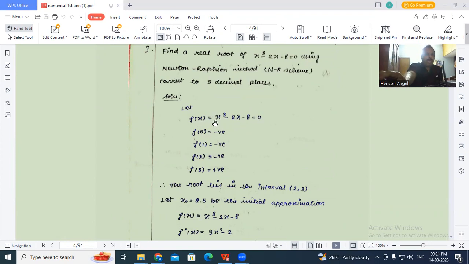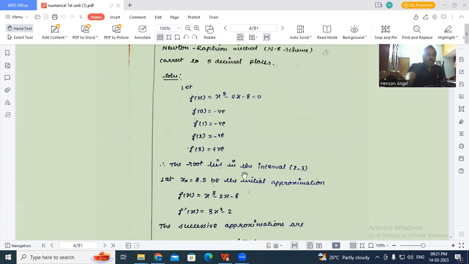Now we are going to find the location of the root. That means in which interval the root lies. That is to be identified. So for this, we go for the change of sign for different values. f of 0 is negative. f of 1 is negative. f of 2 is negative. f of 3 is positive. Here the change of sign occurs between 2 and 3. Therefore, the root lies in the interval 2, 3.